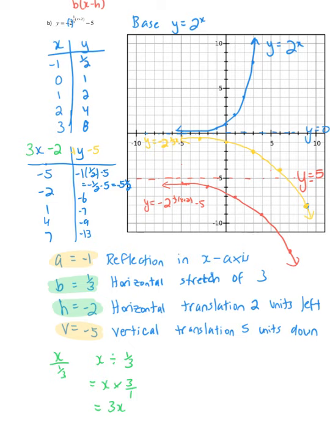And then once you finish your table, you have 5 sets of coordinates, which you would then plot and then draw your curve through. Just make sure you draw your asymptote.